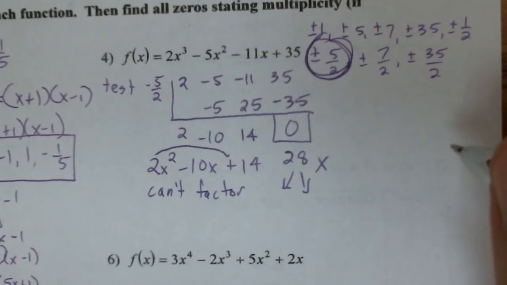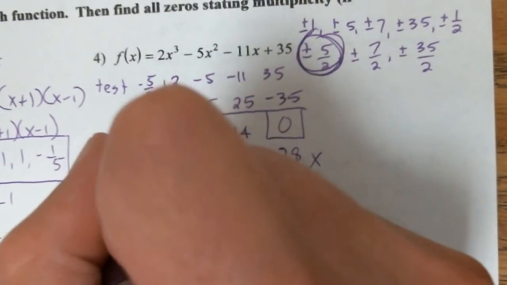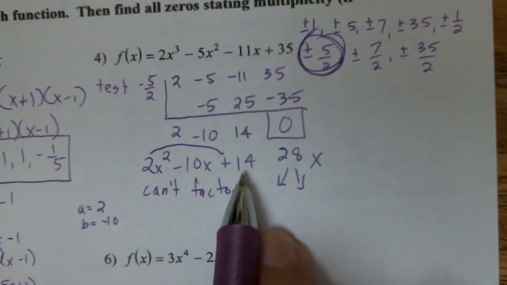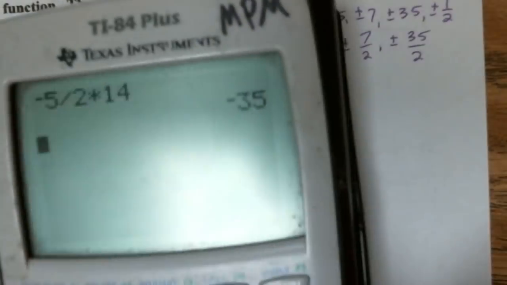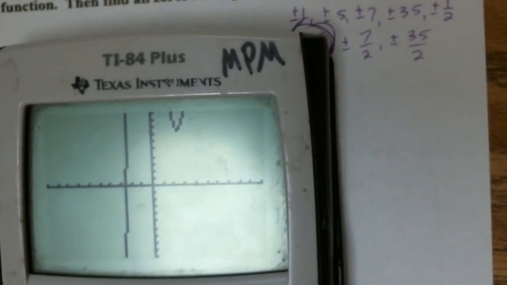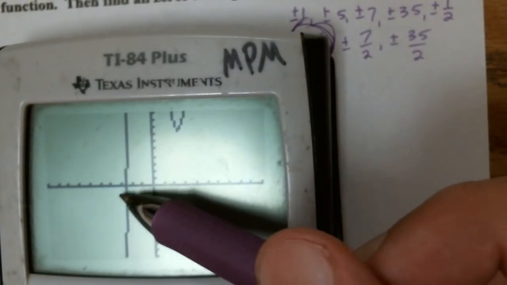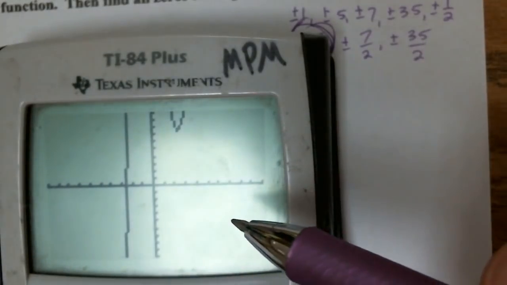Quadratic formula. So my A is 2. My B is negative 10. My C is 14. And this also you guys could have predicted, because when we looked at our graph, where does it cross the x-axis? It only crosses in one spot. Okay, we don't have any shake and bake. We don't have a multiplicity of 3 or any of that kind of stuff. It just goes straight through.